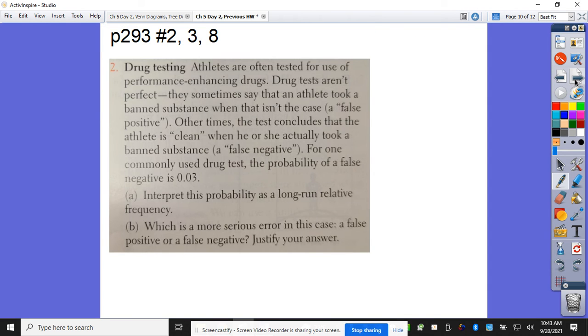All right, bookwork. Athletes are often tested for use of performance-enhancing drugs. Drug tests aren't perfect. They sometimes say an athlete took a banned substance when that isn't the case, which is a false positive. Other times, the test concludes that the athlete is clean when he or she actually did take the banned substance. For one commonly used drug, the probability of a false negative is 0.03.